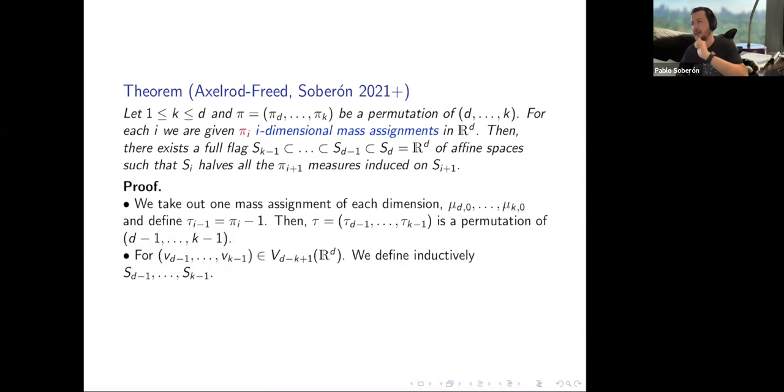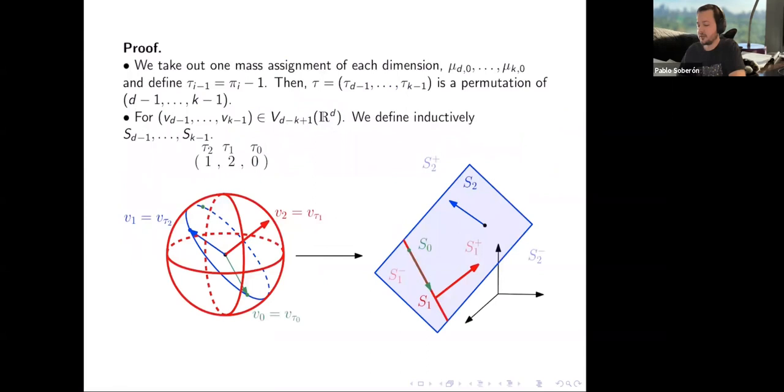And let's do this with a drawing. Let's do this with the example of this permutation of 0, 1, and 2. If I give you an element here, a triple V2, V1, V0, I want to construct a flag of subspaces. First I want to construct the two-dimensional space. For the two-dimensional space, I go to tau 2, and that's 1. That tells me to look at V1 and take a plane perpendicular to V1 until you cut the measure you set apart by half. Then I go to the next dimension. I want dimension 1, so I go to tau 1.